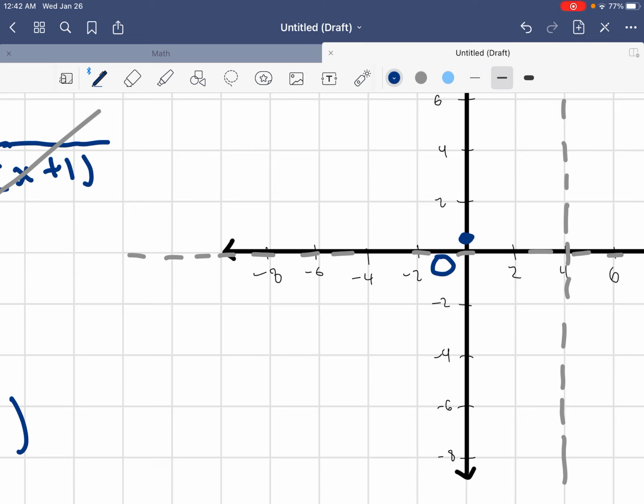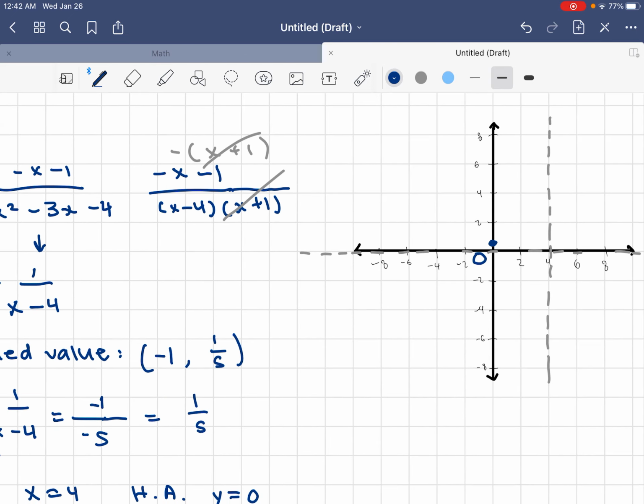Okay, so now we have everything we need to be able to graph this. It's going to have to cross this one point. So when you shade it in, if it's a zero or a y-intercept or an x-intercept, you have to make sure that your graph crosses that point. Yeah, okay, something like that.